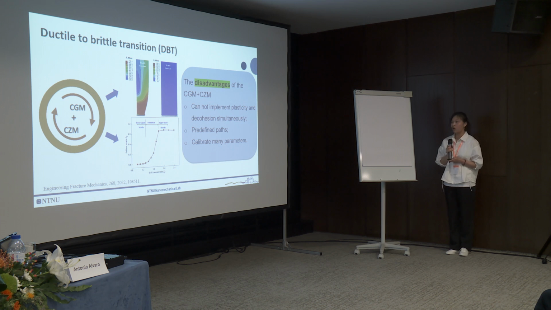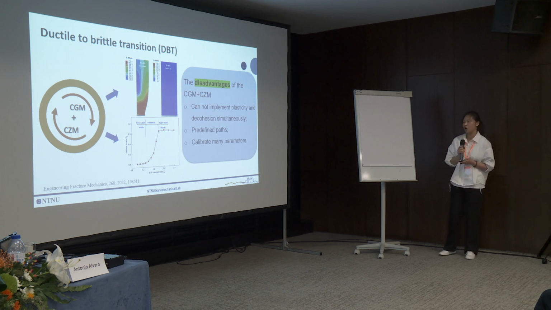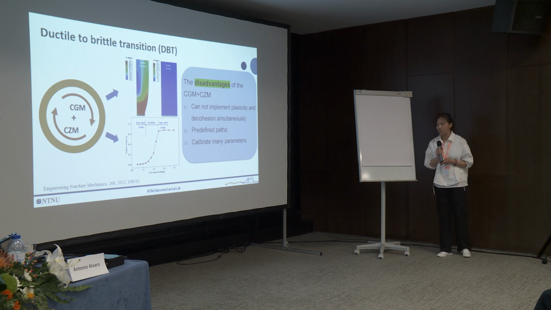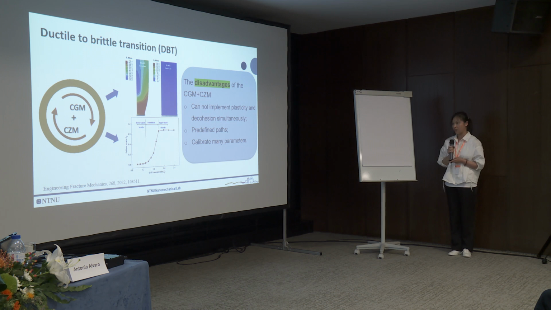And we can see here also the key feature of hydrogen embrittlement. The ductile to brittle transition has been well simulated with this combined method, the complete Gurson model plus the cohesive zone model. But there are several disadvantages of this combined method. First, we cannot implement plasticity and decohesion simultaneously. Second, we need a predefined cracking path. Third, we need to calibrate many parameters. So based on this, we think a new model is needed.